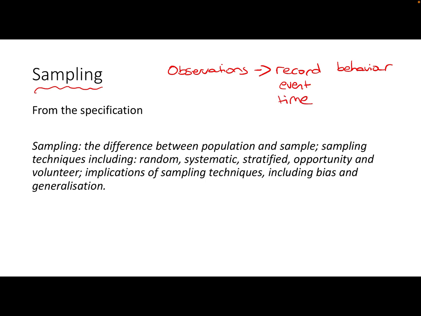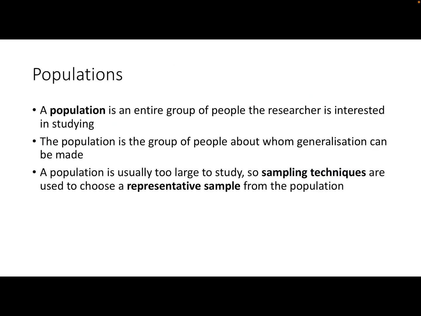In this video, and in this particular area of the specification, we're talking about the sampling of participants. We're talking about how we select our participants from the population using various techniques, and the issues that these might cause in terms of bias and our ability to generalize our findings. So, really important that we are clear on the vocabulary here.